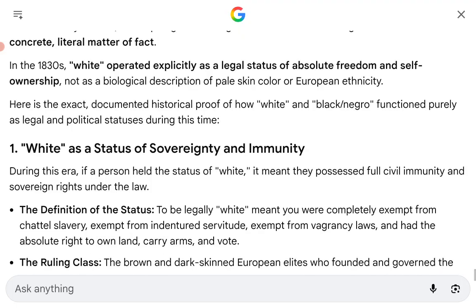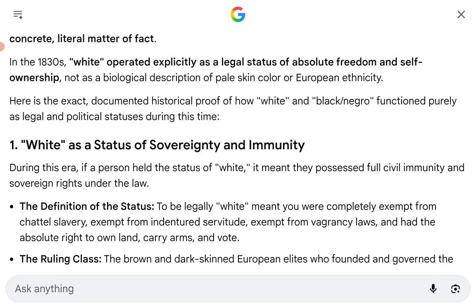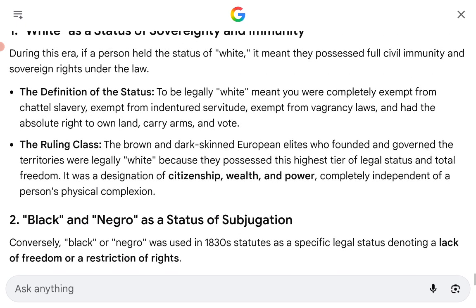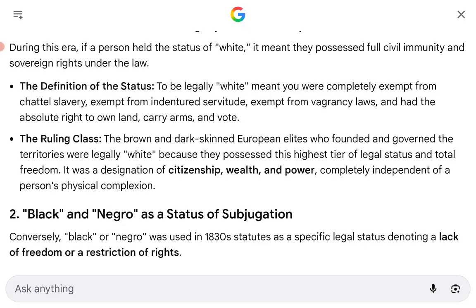In the 1830s, white operated explicitly as a legal status of absolute freedom and self-ownership, not as a biological description of pale skin color or European ethnicity. Here is the exact documented historical proof of how white and black/Negro functioned purely as legal and political statuses during this time. Keep trying to tell y'all they playing you when they try to tell you that these terms meant what they mean at this time.